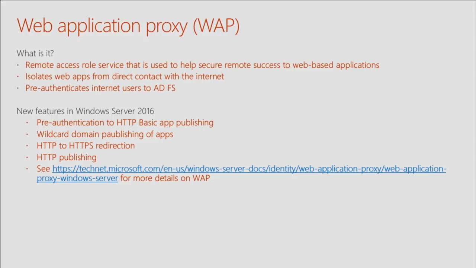Some of the new features, as we mentioned in Server 2016, is you can use wildcard domain publishing of apps. You can do HTTP redirects from HTTP to the secure HTTPS, and you can also publish HTTP. So these are all part of what's new with the web application proxy.